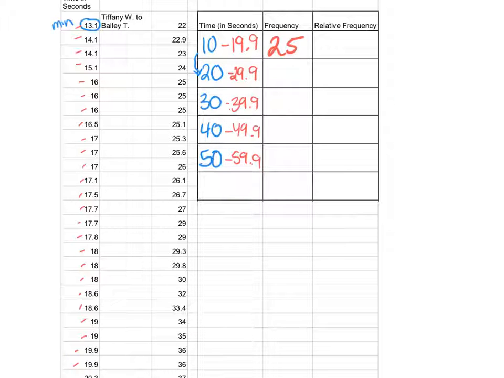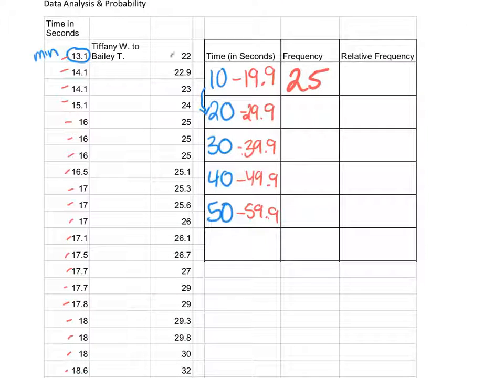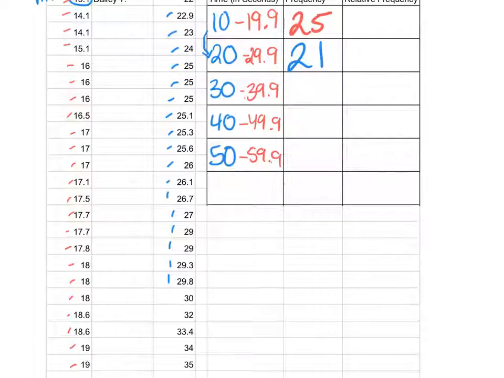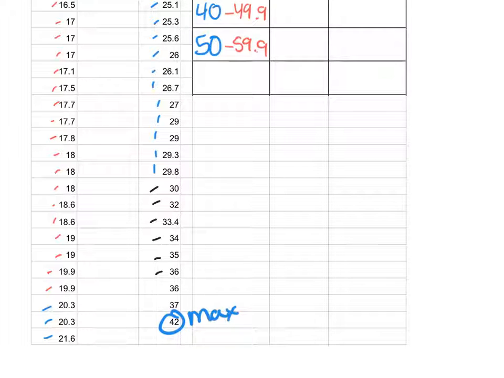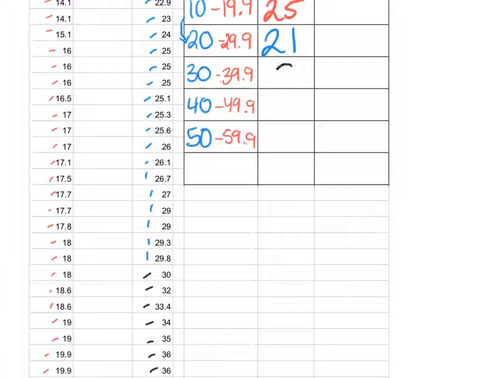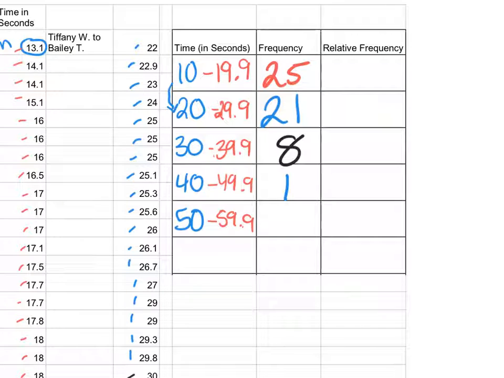Okay, then from 20 to 29.9. So 1, 2, 3, 4, 5, 6, 7, 8, 9, 10, 11, 12, 13, 14, 15, 16, 17, 18, 19, 20, 21. Then 30 to 39.9. We have 1, 2, 3, 4, 5, 6, 7, 8. 40 to 49.9 just has that 1. And then we don't have anything from 50 to 59.9.